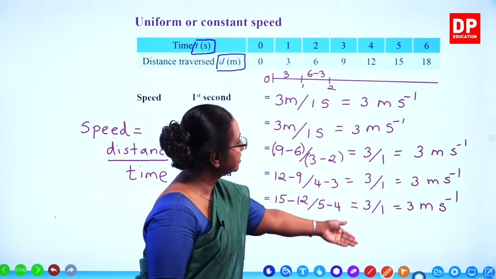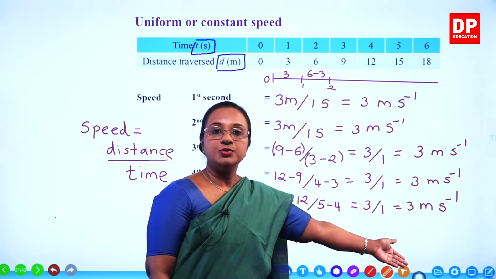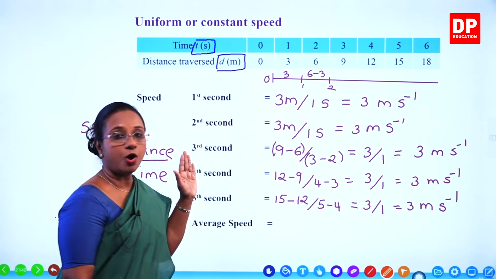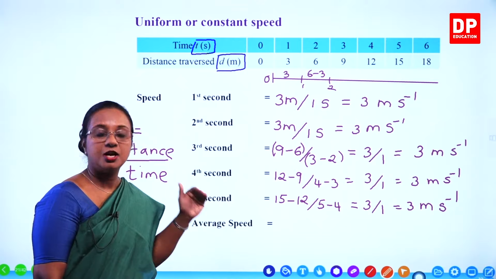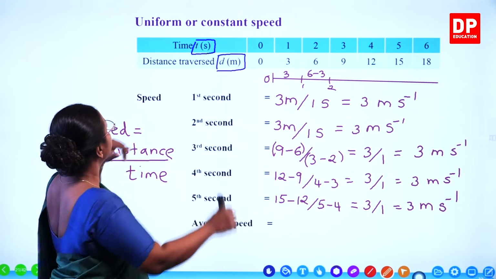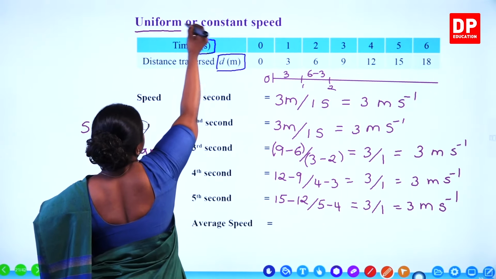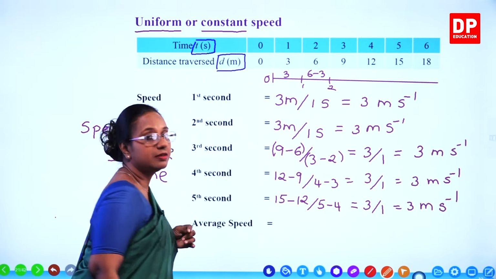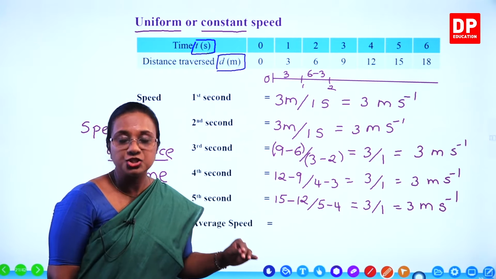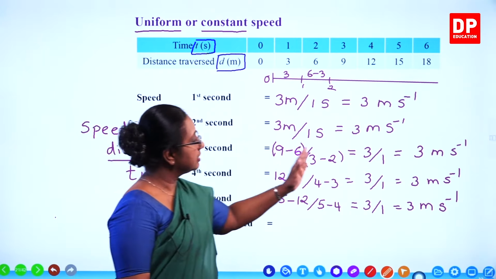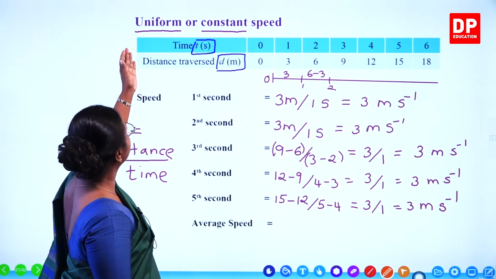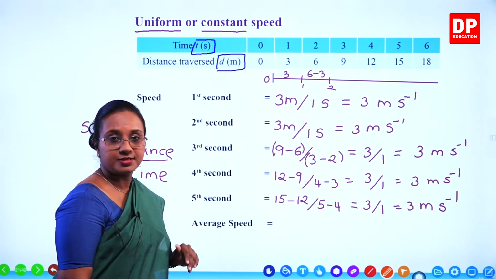Now here you can see all the values are the same. So that means the speed of the object has not changed during the motion. So therefore we call it uniform speed or constant speed. Constant means a value that does not change. So here the speed has not changed with time. Therefore we call it uniform or constant speed.